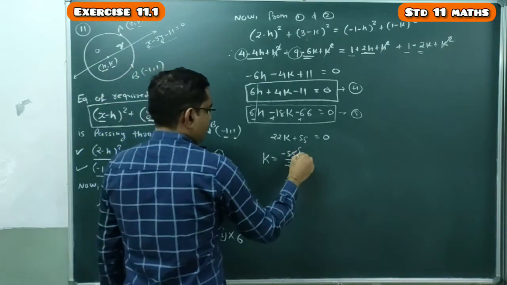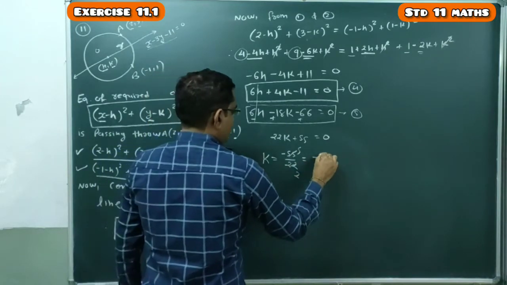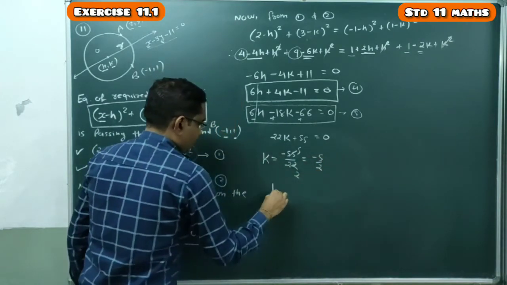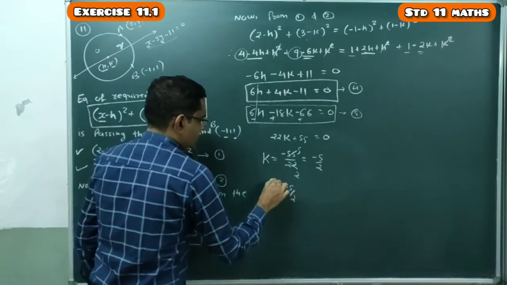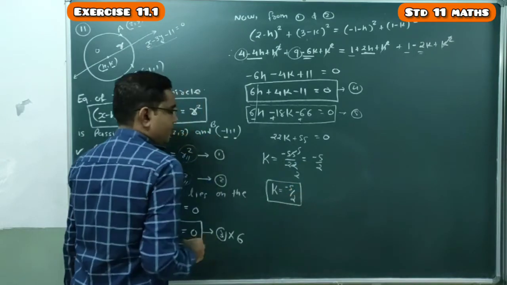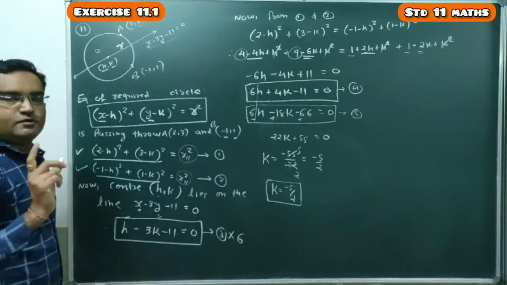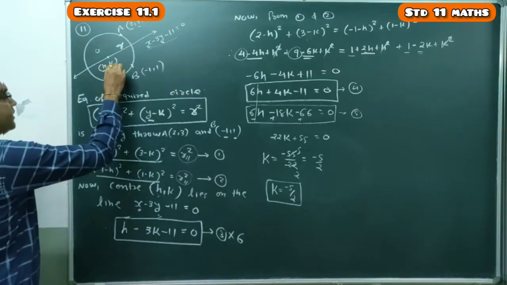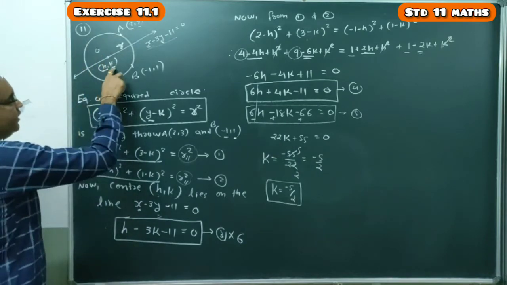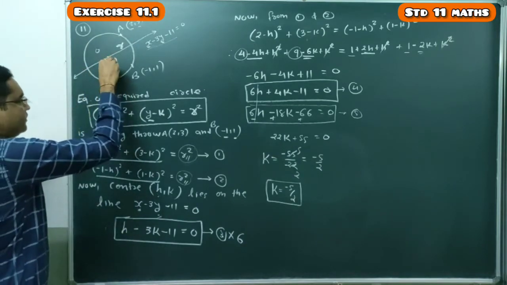Cutting: 11 5s are 11, 2 2s are 11. So it's minus 5 by 2. So first we are getting the value of k, that is equal to minus 5 by 2. What is our objective? What is our goal? Our goal is to obtain the values of h, k and r. Out of these three values, first we obtain the value of k.